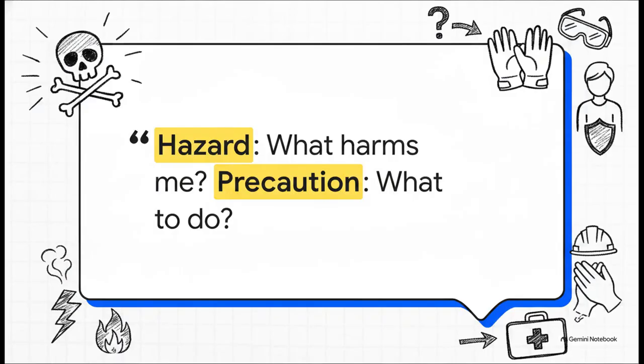I want you to lock this exact phrasing into your brain right now. Hazard statement equals what can harm me. Precautionary statement equals what should I do about it. If an exam question asks what communicates the nature of the chemical hazard, you know for sure it's the hazard statement. If it asks about protective actions, bam, precautionary statement. Nailing this distinction is going to save you so much valuable time.